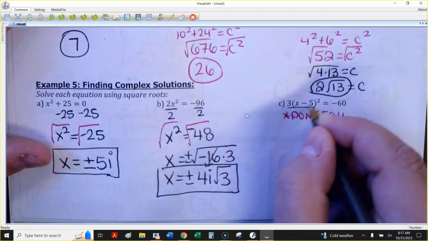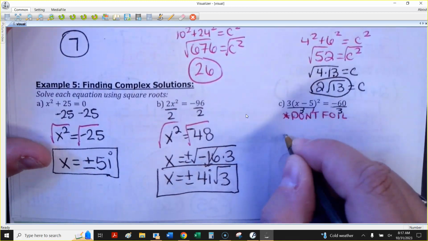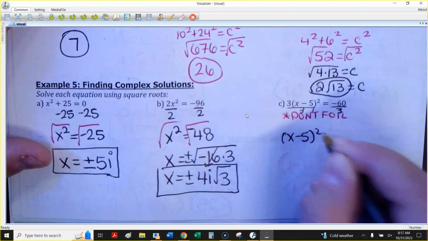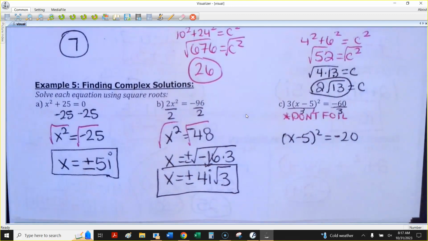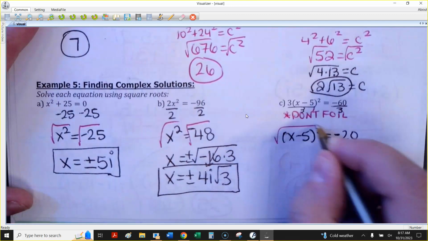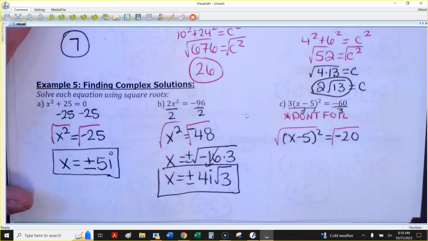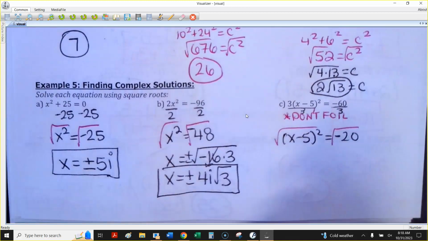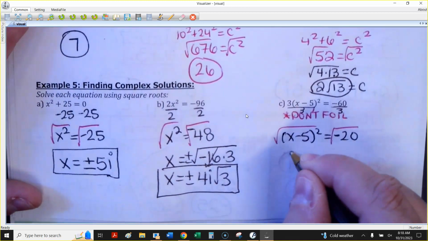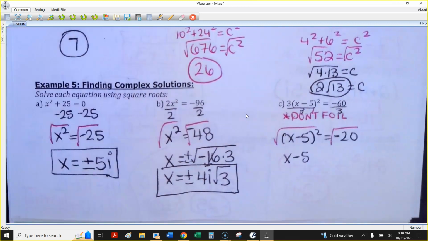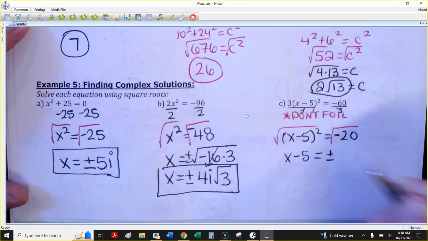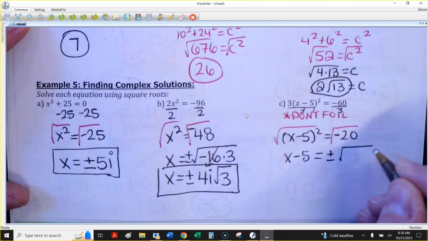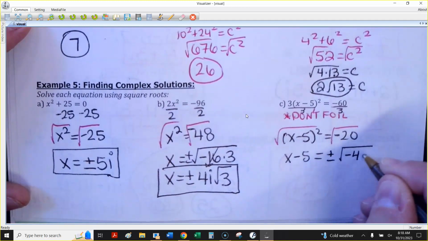I didn't leave enough space, did I? All right, so I'm going to divide by 3. We want these parentheses alone because I can just take a square root to get rid of that whole mess. What we're going to end up with under our square root is this negative 20. All right, on that left side, square root and squared cancel each other out. So I'm just going to go ahead and drop the parentheses so we'd have x minus 5. Anybody know biggest perfect square that goes into 20? 4. So I'm just going to rewrite this real quick as negative 4 times 5.